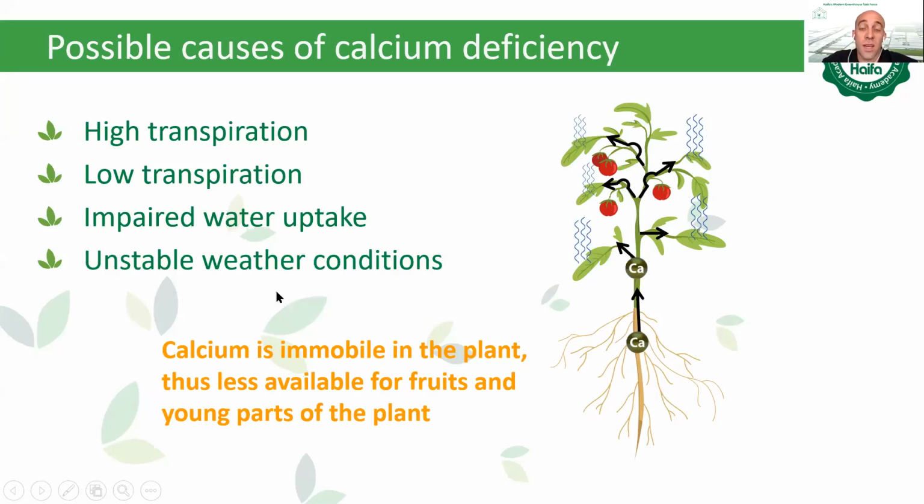Since calcium is immobile, it will not go from the leaves directly to the fruit. It will stay in the leaves, and if we don't adjust the way we supply calcium to the plant, we will have blossom end rot on the fruits, and this will cause, of course, a decrease in yield and marketable fruit.